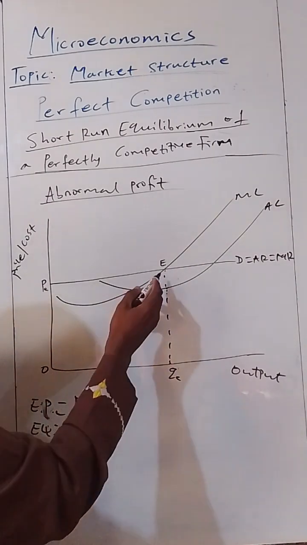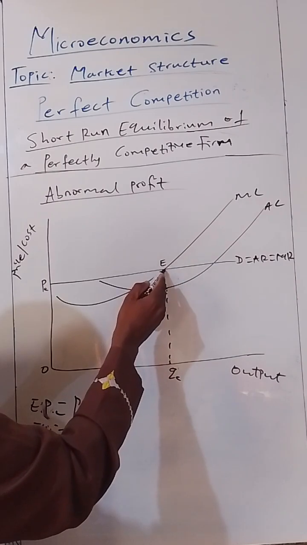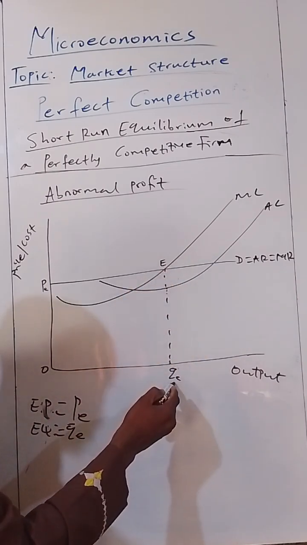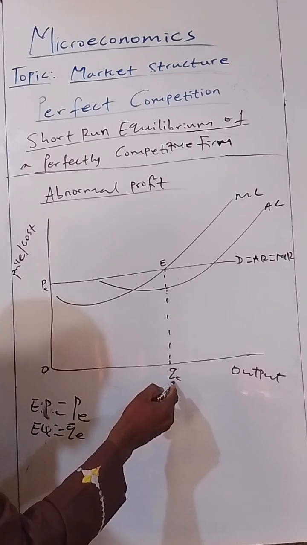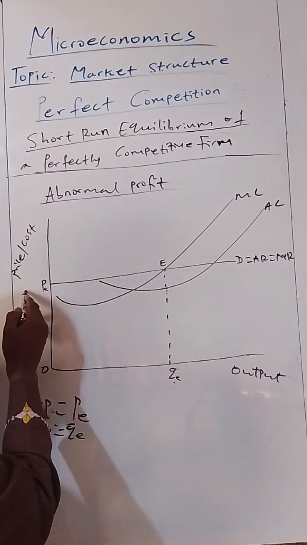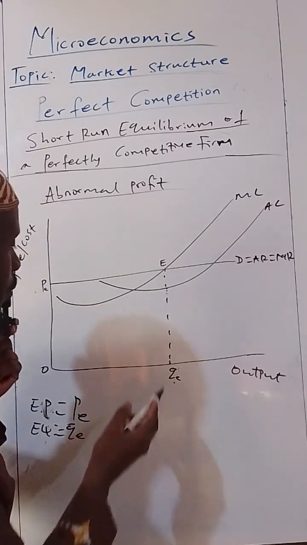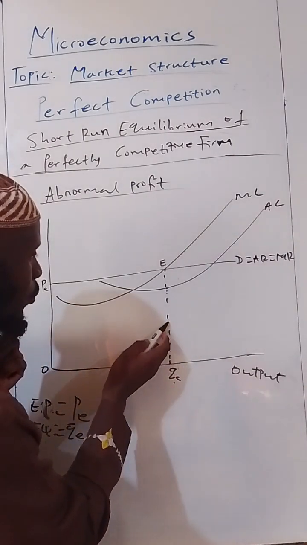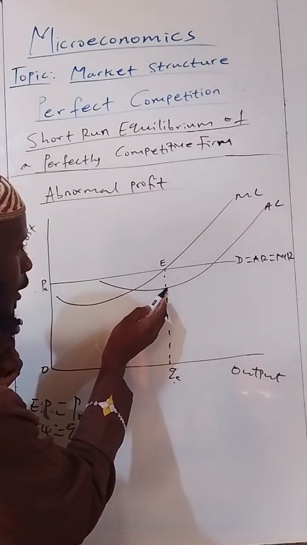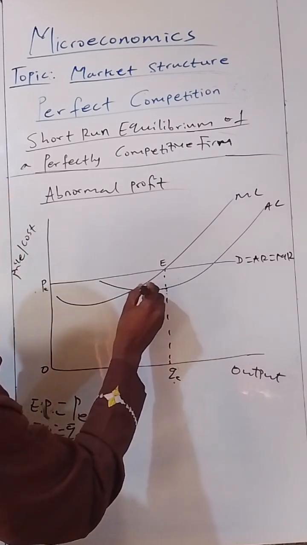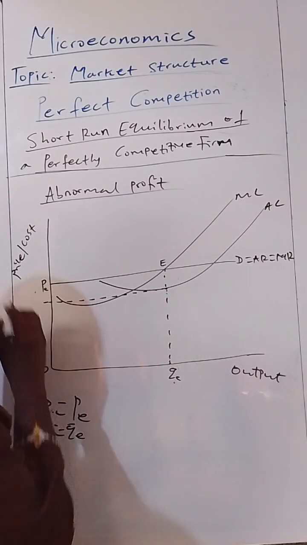we look at that point where the firm is in equilibrium. This point, we trace it down. That is where we find the equilibrium quantity. We trace it to the other side to get the equilibrium price. We want to know the average cost at that level. We look at where the line that we trace touches the average cost curve. You can see it touches the average cost curve here. Where it touches average cost, I trace it down to this side.